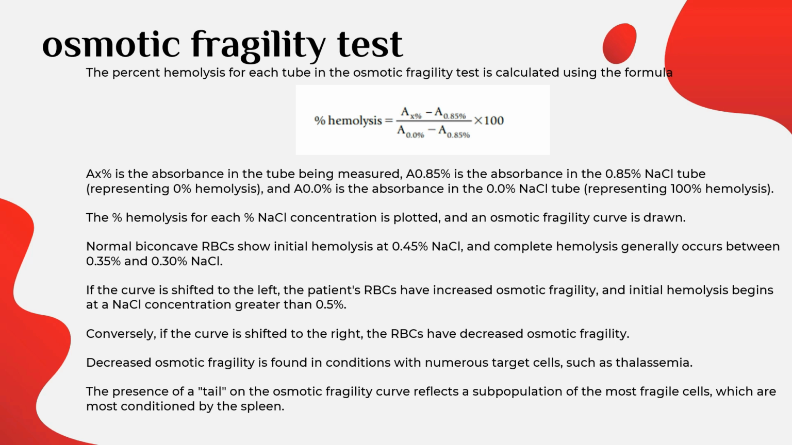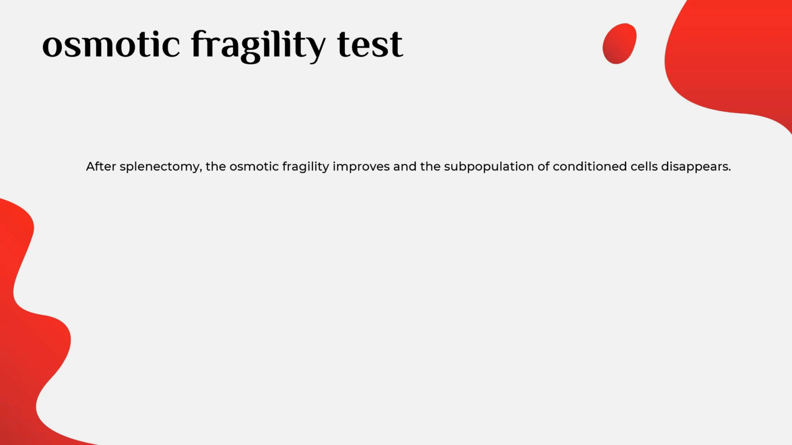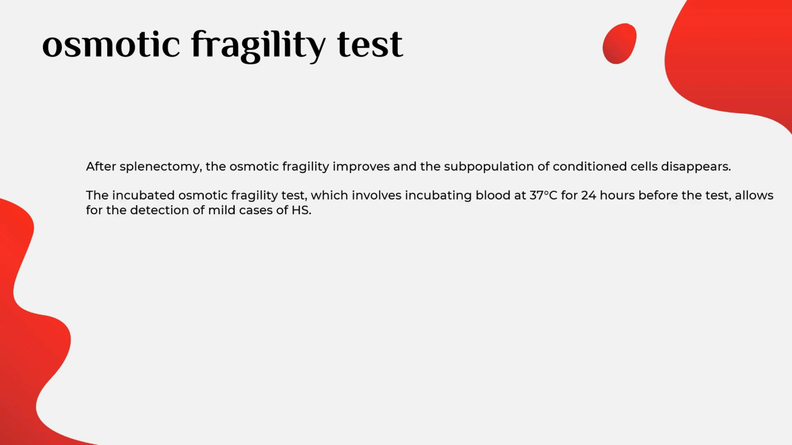The presence of a tail on the osmotic fragility curve reflects a subpopulation of the most fragile cells, which are most conditioned by the spleen. After splenectomy, the osmotic fragility improves and the subpopulation of conditioned cells disappears. The incubated osmotic fragility test, which involves incubating blood at 37 degrees Celsius for 24 hours before the test, allows for the detection of mild cases of hereditary spherocytosis.